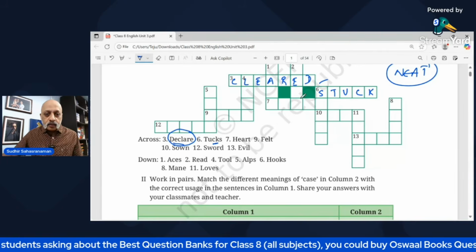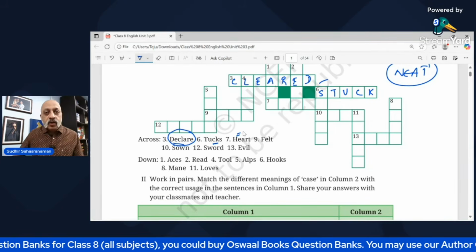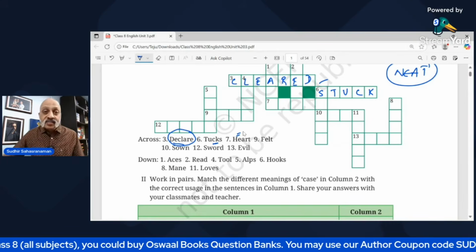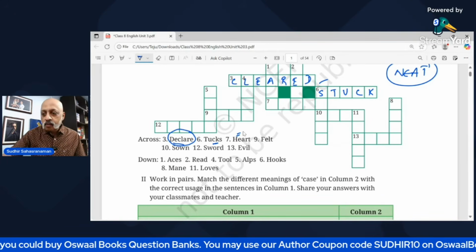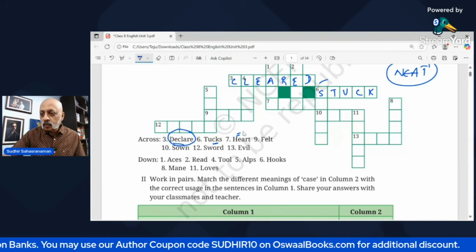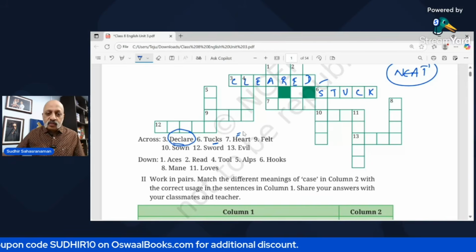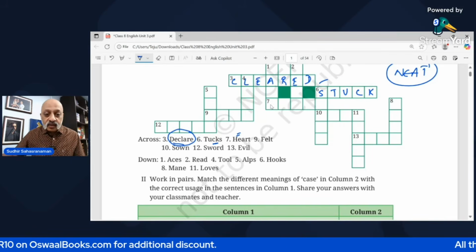Then let's look at the seventh one, heart. Can you guess what is the seventh one for heart? The seventh one for heart is earth.